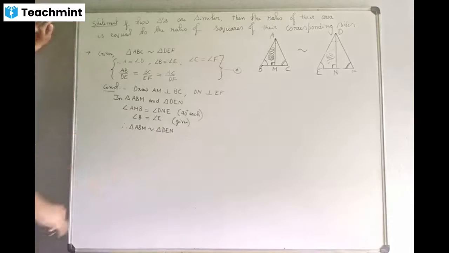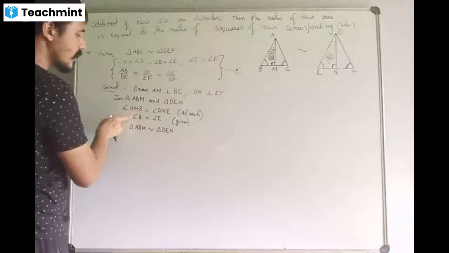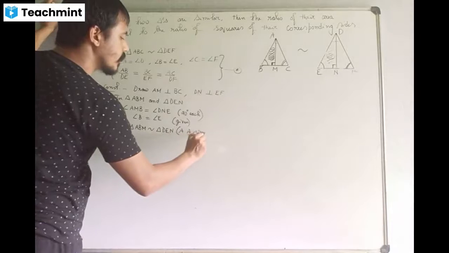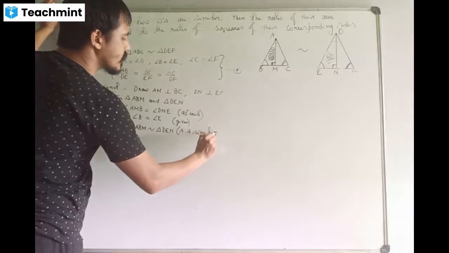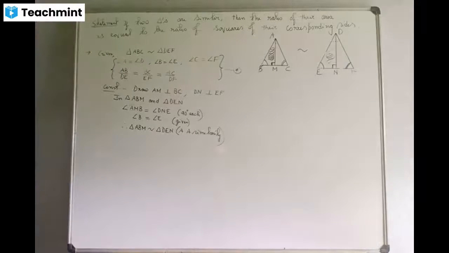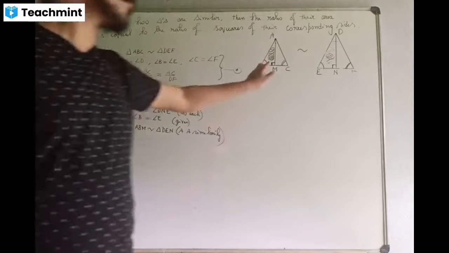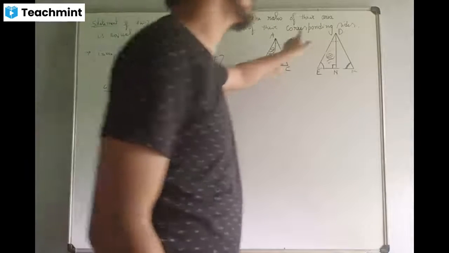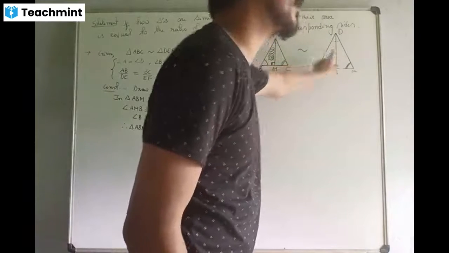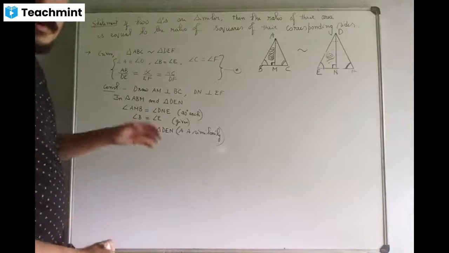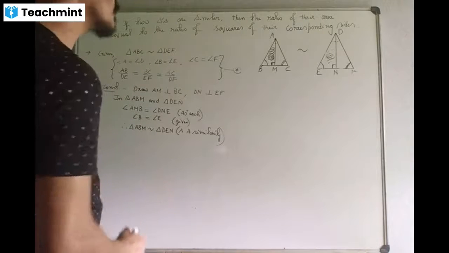How? Both the conditions are angles. So by angle similarity, they are similar. By angle condition, I have proved that two of the angles of this smaller triangle are equal to two of the angles of this triangle. So that information is enough for us to conclude that the triangles are similar.